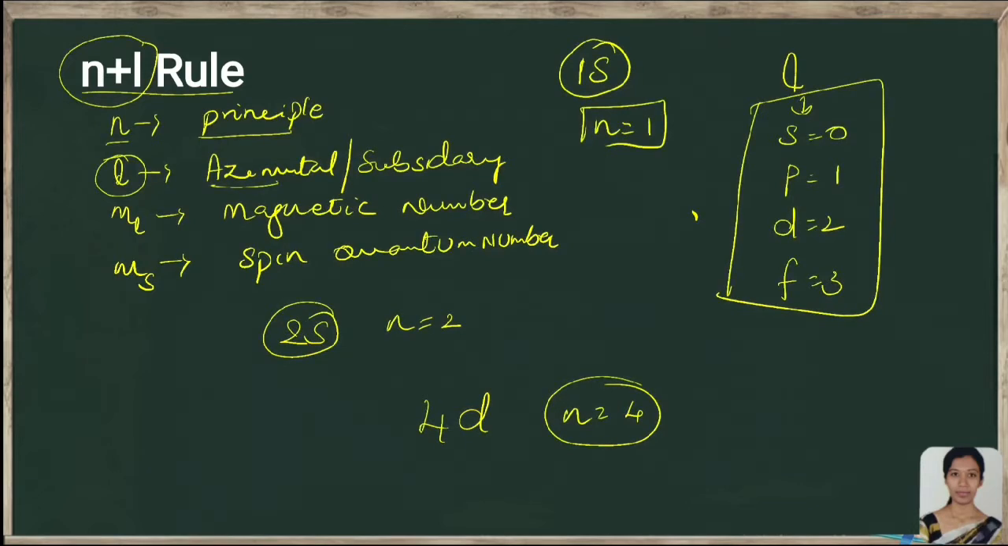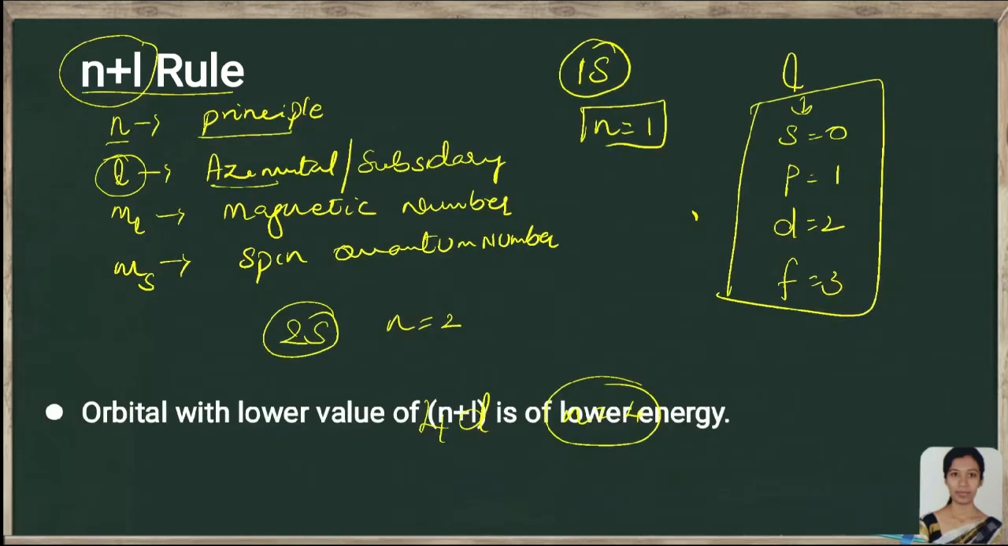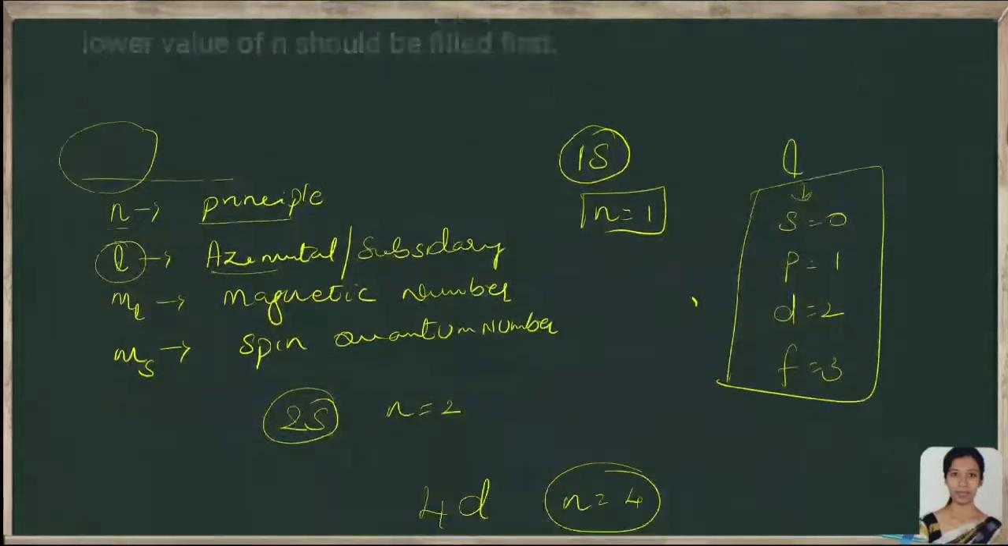These are the l values. By knowing these n and l values, we can find out the energy of the orbitals. I will write it here. For s orbital, the l value will be equal to 0. For p orbital, the l value will be equal to 1. For d orbital, the l value will be equal to 2. For f orbital, the l value will be equal to 3.